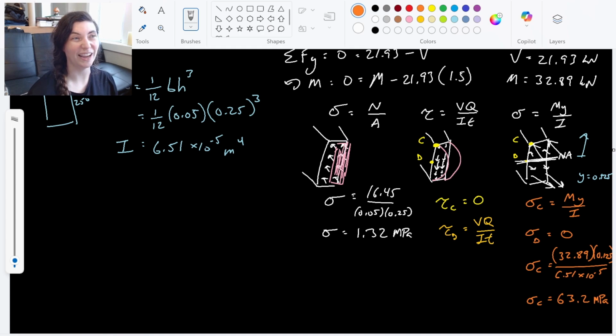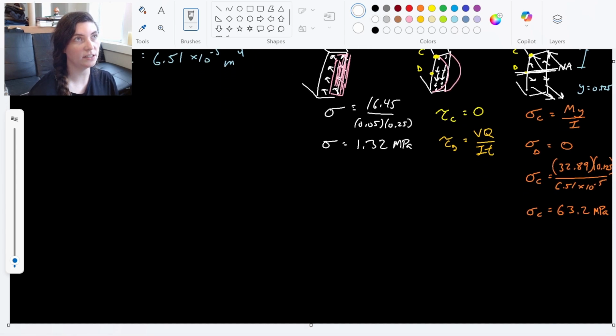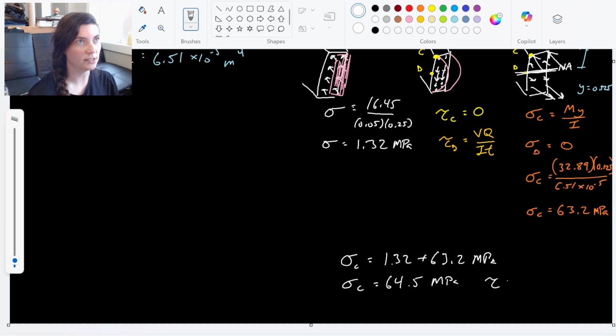All right, so at this point, I actually have all the ingredients to find my overall stress at C. So my overall stress at C would be the normal stress, 1.32 megapascals plus 63.2 megapascals. So my normal stress at C would be 64.5 megapascals. And then we know the shear stress at C is 0. No shear stress on the end there.